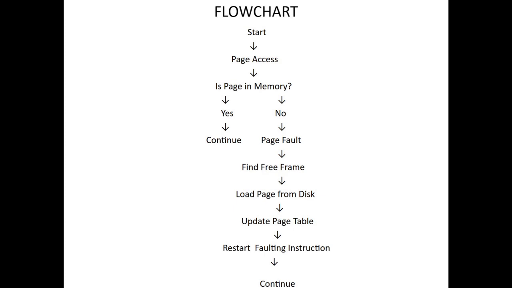Let's discuss page fault handling in detail. First, page access: the page is not found in memory. Second, OS trap: control is transferred to the operating system. Third, find a free frame: the OS looks for a free frame in physical memory. Fourth, swap in the page: the page is loaded from the disk to RAM. Fifth, update the page table: the mapping is updated. Sixth, restart the instruction: the instruction is re-executed. This is all about how page fault works.